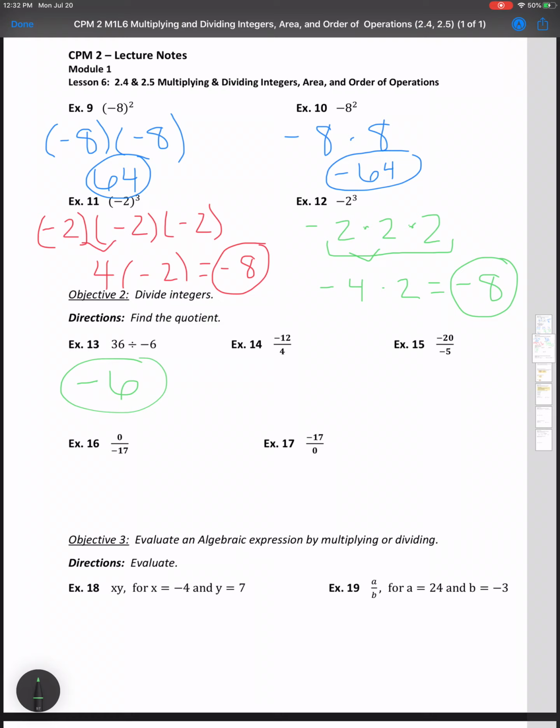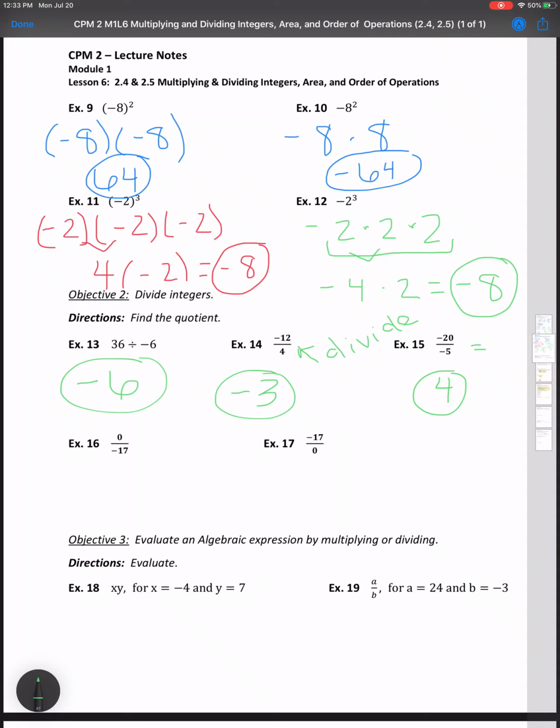Just remember example 14, a fraction bar just means to divide. Don't let that bother you. So here, my fraction bar means to divide, right? So you're just asking yourself, okay, what is negative 12 divided by 4? Well, signs are different, so it's going to be a negative. 12 divided by 4 is 3. Final answer, negative 3. Example 15, negative 20 divided by negative 5. Same sign or different? Same. So it's going to be a positive. 20 divided by 5 is 4.